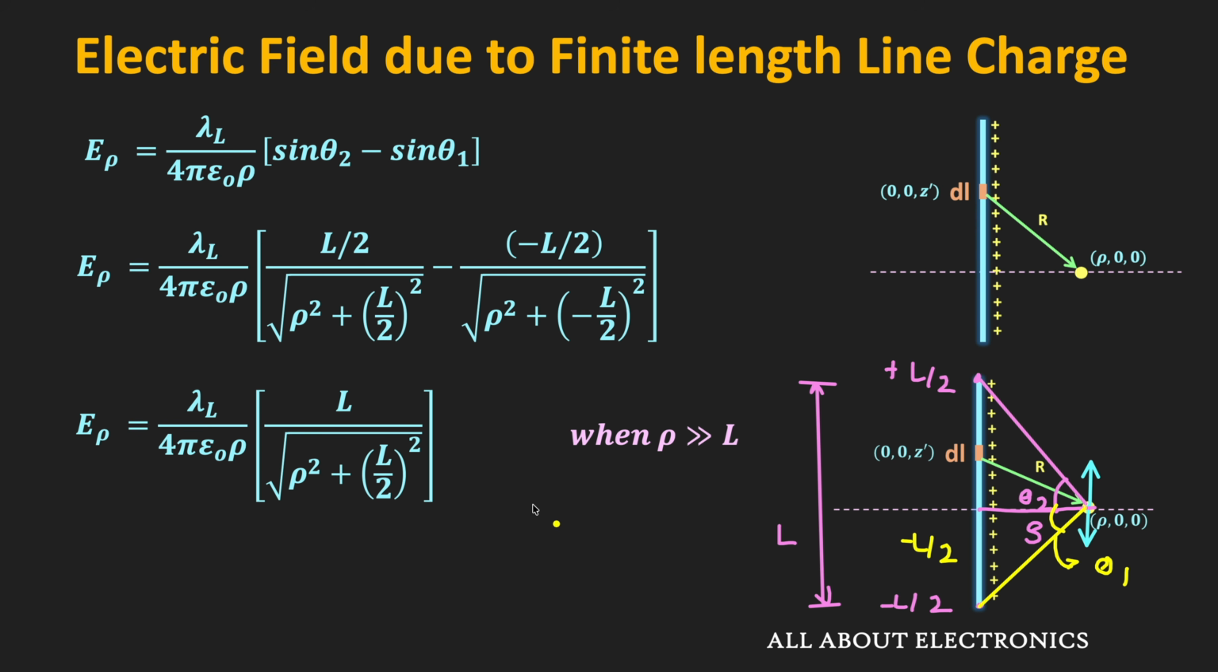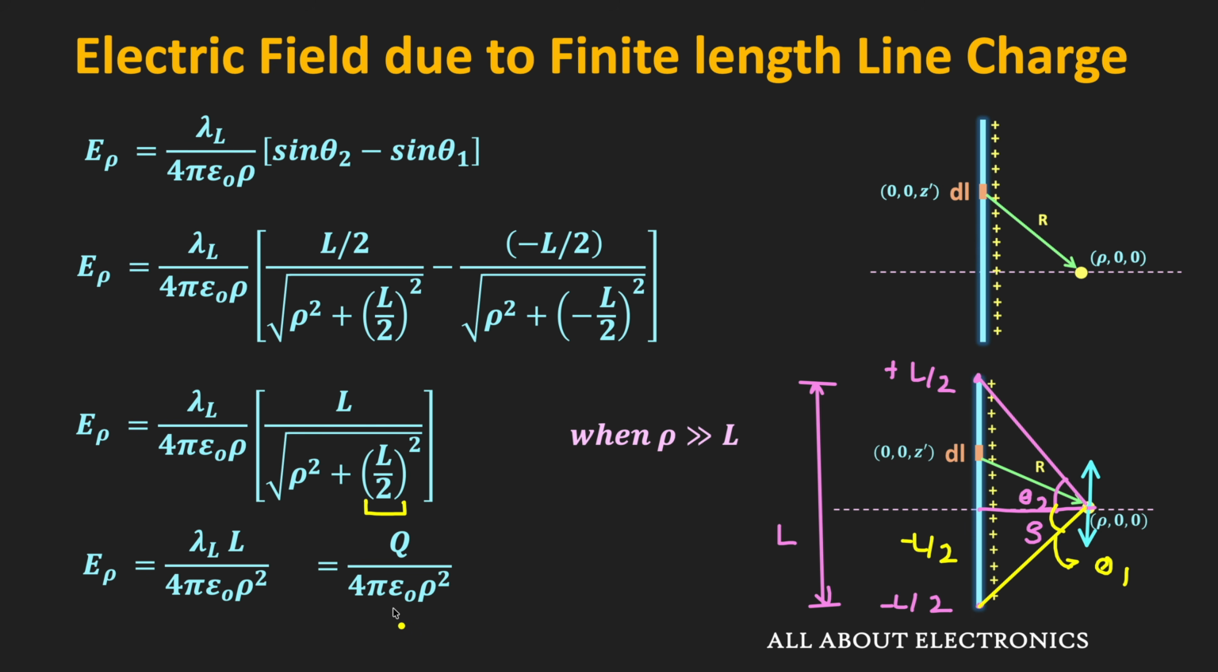So in that case, this (L/2) squared will be much less than this rho squared, and therefore we can neglect this term. So further, if we simplify it, then it will come out as lambda_L times L divided by 4 pi epsilon naught times rho squared. Here, this lambda_L times L is nothing but the total charge of this line charge, and that is equal to Q. So the overall expression is equal to Q divided by 4 pi epsilon naught times rho squared, where rho is the distance between the line charge and the observation point.